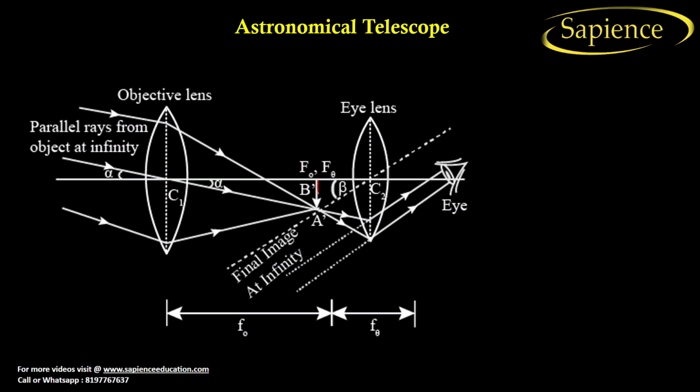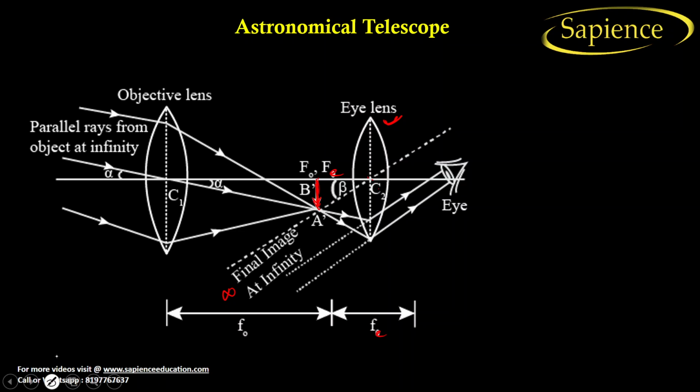So let us see here this object. This will behave as an object for the eye lens, which is nearby the eyepiece. Now, what is the distance between this lens and this one? When we adjust the eye lens in such a way that this image acts as an object placed at the focal point of the eye lens, so this is the focal point of the eye lens, right? At this focal point, when you put an object, definitely its image will be at infinity.